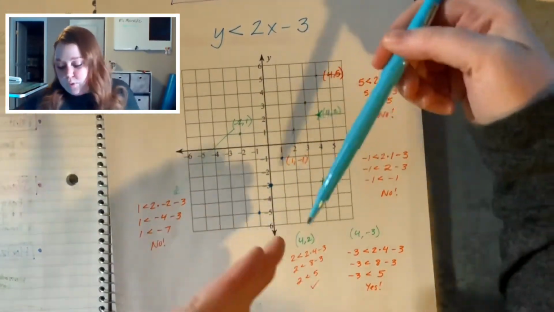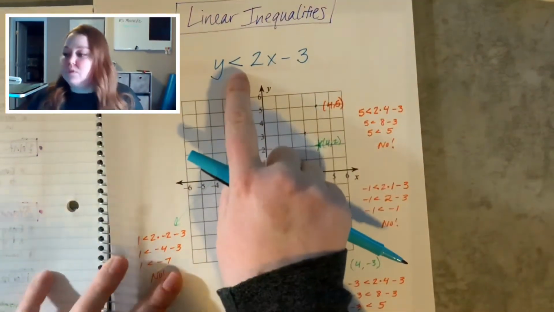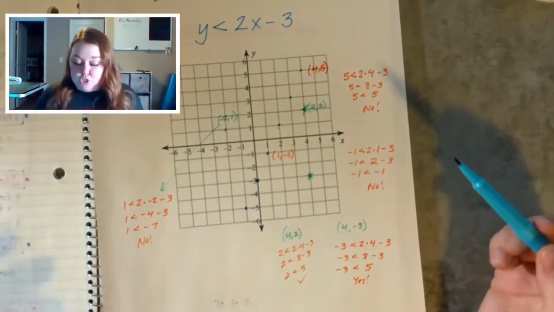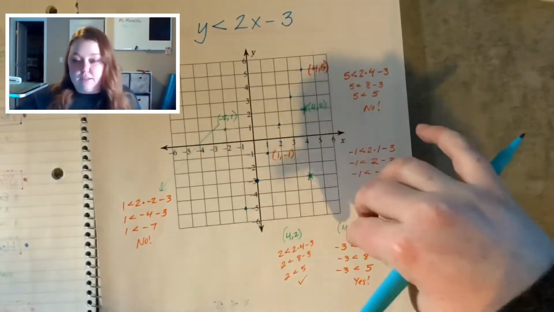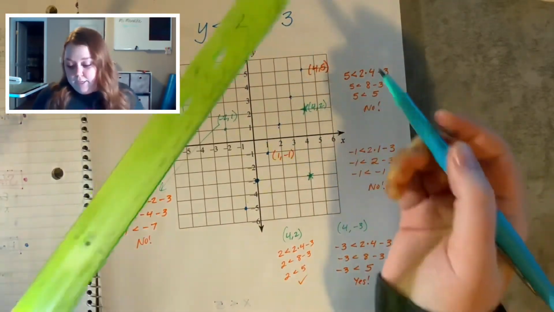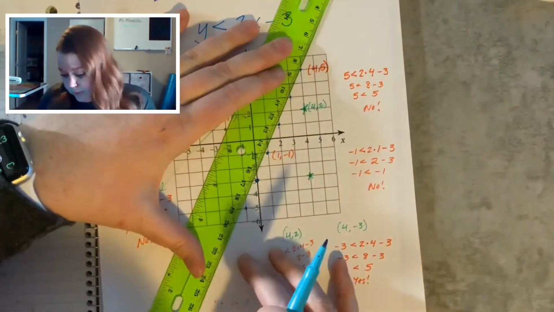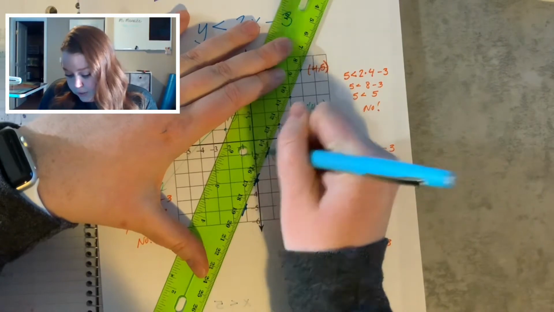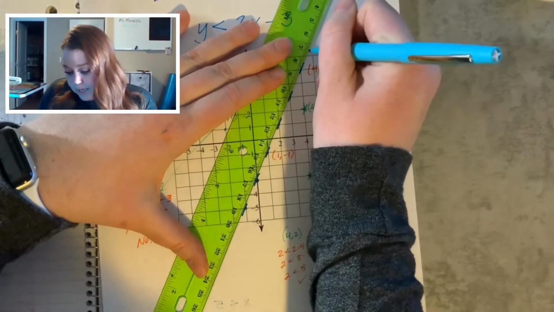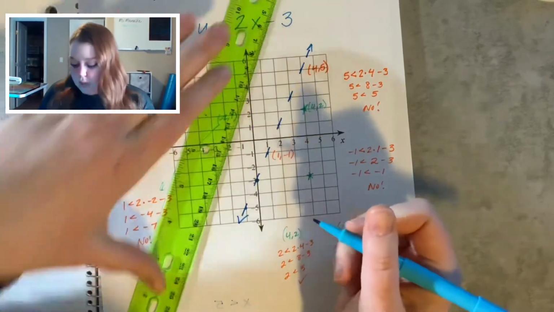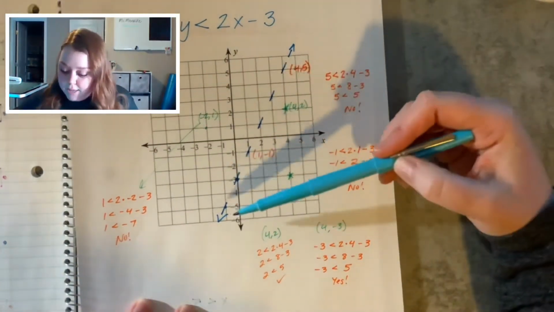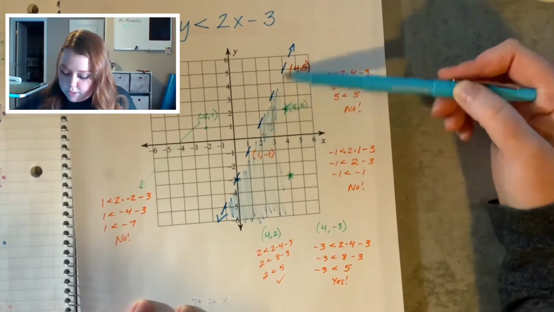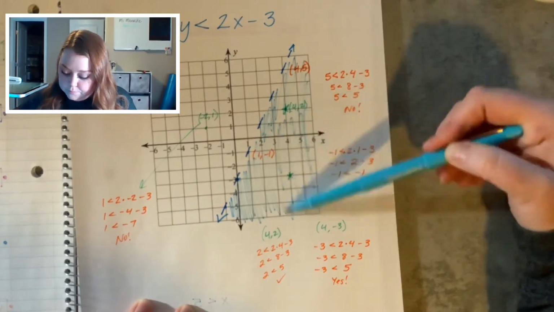Now, how would I know which way without plugging in points? You would just look right here. This is a less than symbol. So you would actually end up shading less than the line, lower than the line. Now, since these points are not solutions, instead of drawing a solid line, we would actually do a dashed line. So that indicates that those points on the line are not solutions, but they're a boundary line. And then you would literally shade just like this. You would shade anything lower than that line.